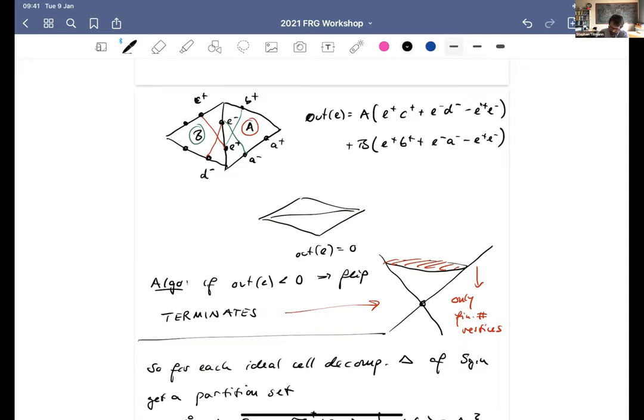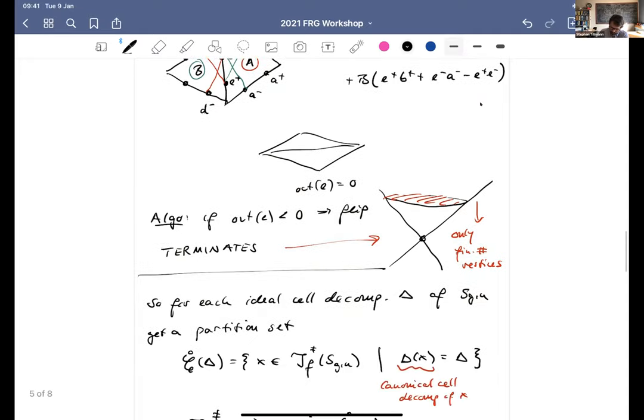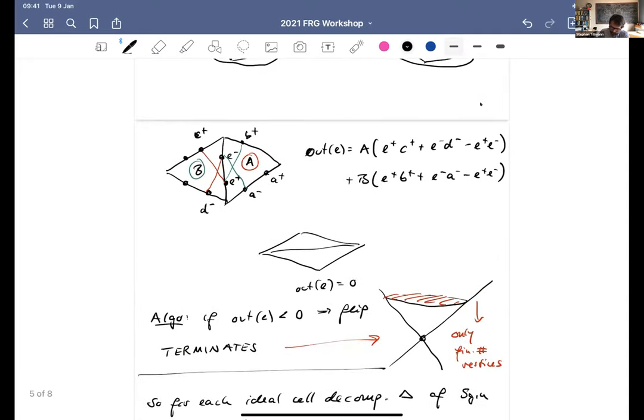Everything changes, right? You can think of this in the concrete setting, where you really have vectors and covectors. When you do the flip, this triangle coordinate was the determinant of these three vectors, but now it becomes the determinant of the new three. Exactly, so this becomes the determinant of these three.